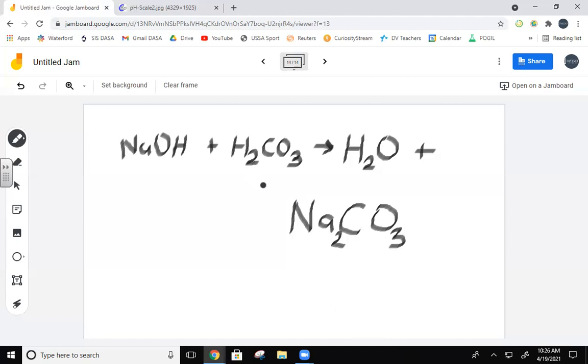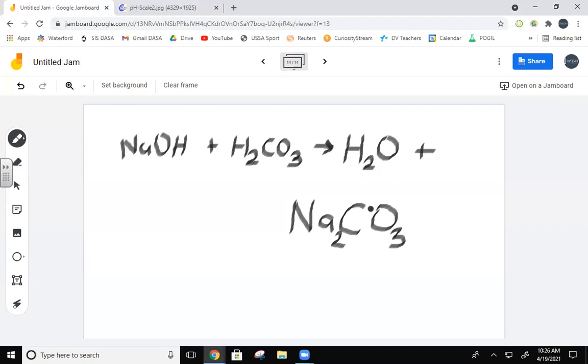So what I want you to be able to do is, when you see an alkaline base combining with an acid, say, I know that this is going to make water. And I also know that it's going to make something else that is generally a salt of some kind. And you're like, wait, sodium carbonate isn't a salt. Well, in chemistry it is.